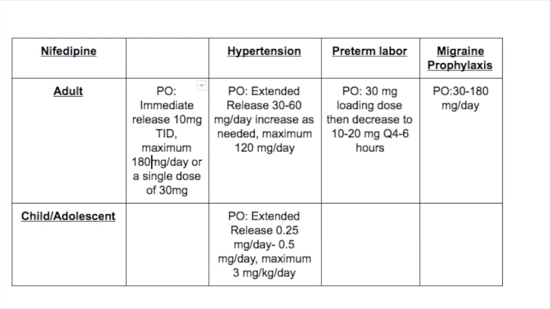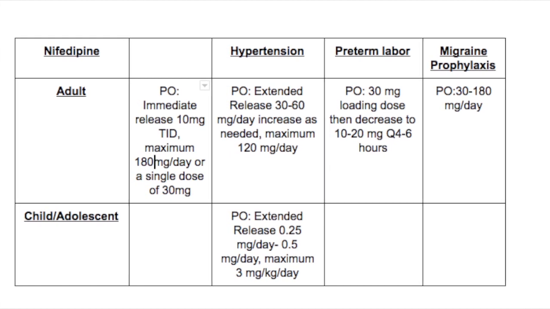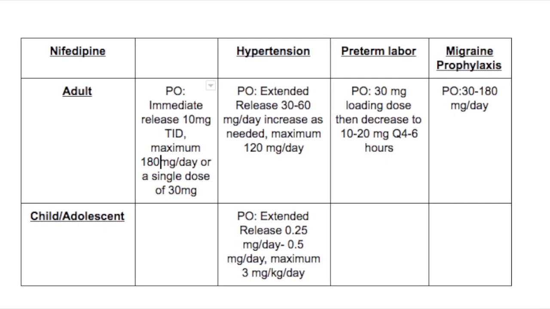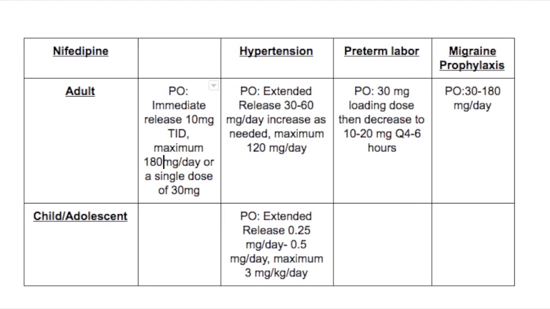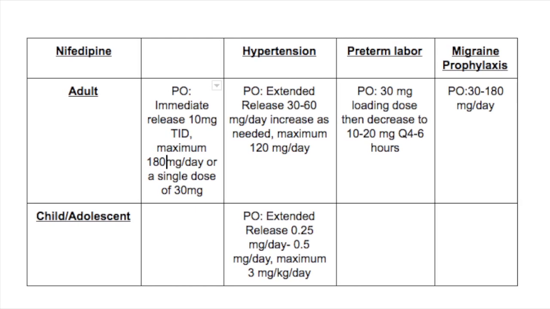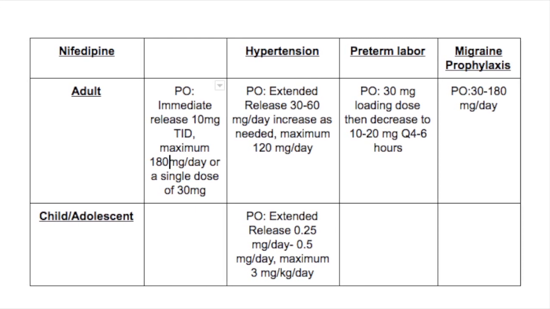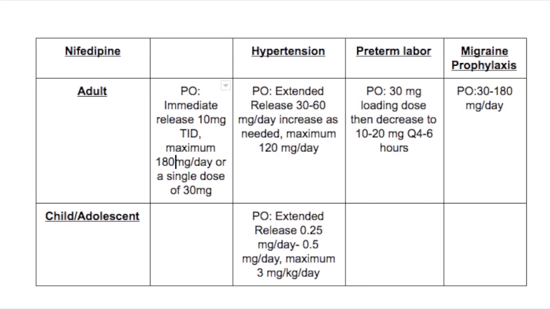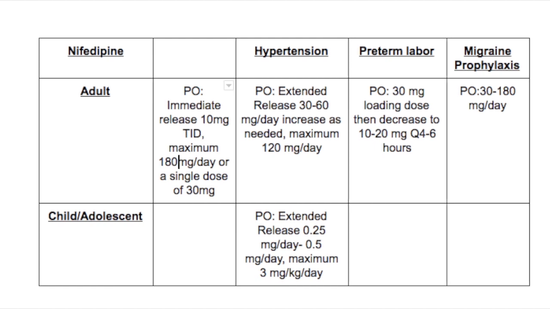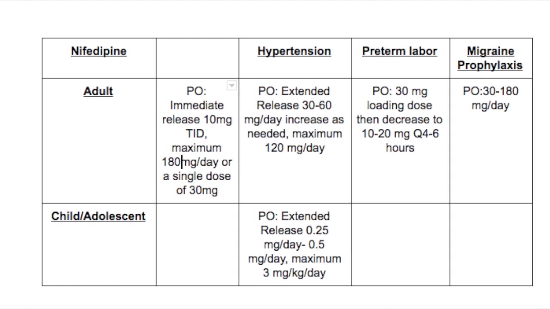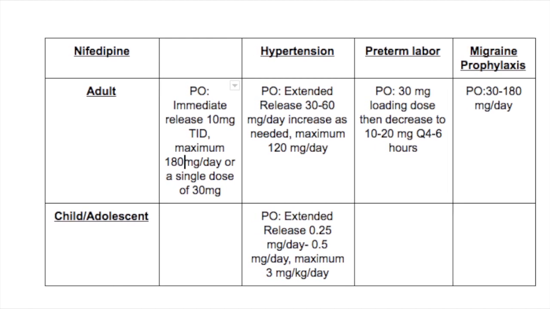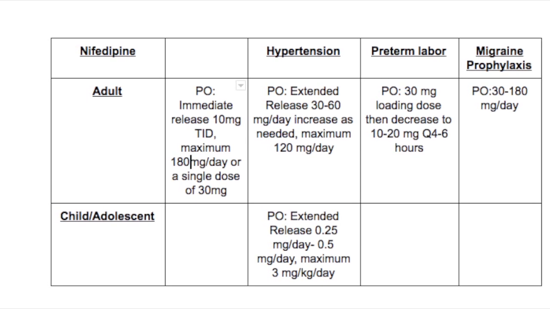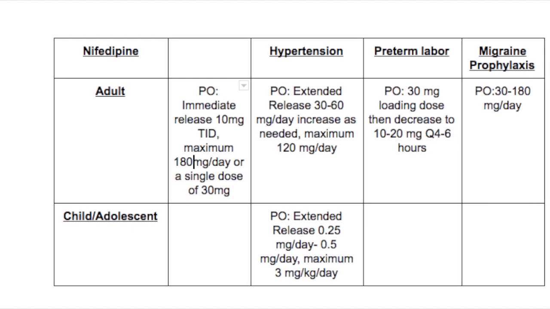Hypertension dosage for an adult is an oral extended release 30 to 60 milligrams per day. Increase as needed. The maximum is 120 milligrams per day. When used to treat hypertension in a child or adolescent, you want to use an oral extended release tablet 0.25 milligrams per day to 0.5 milligrams per day. You do not want to exceed 3 milligrams per day.